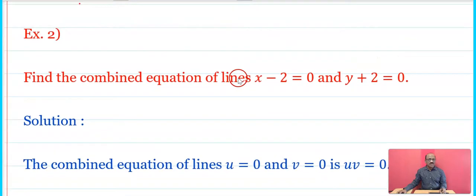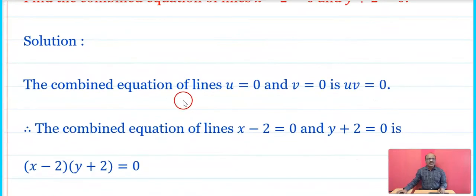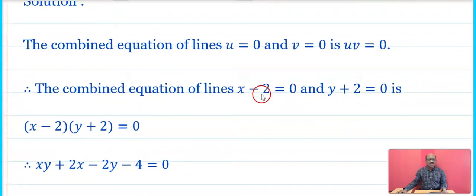Now the second: find the combined equation of the lines x minus 2 is equal to 0 and y plus 2 is equal to 0. The combined equation of the lines u equal to 0 and v equal to 0 is u into v equal to 0. That is the product of those two lines. Here x minus 2 is the first line and the second line is y plus 2, and their product.